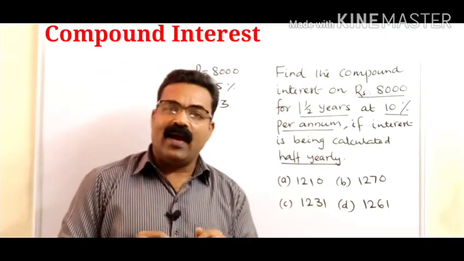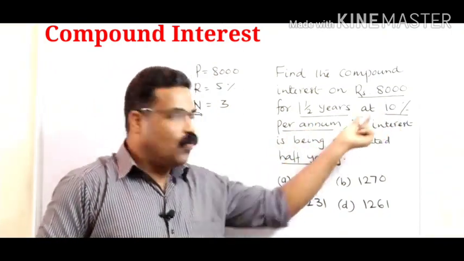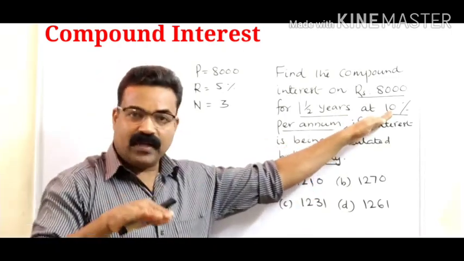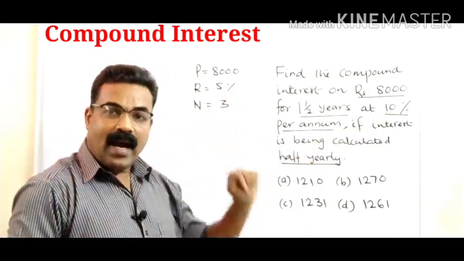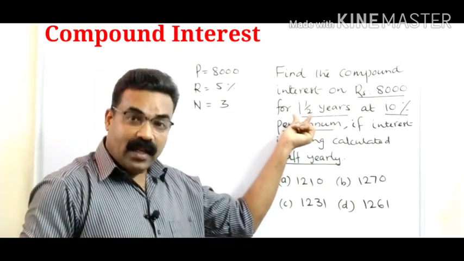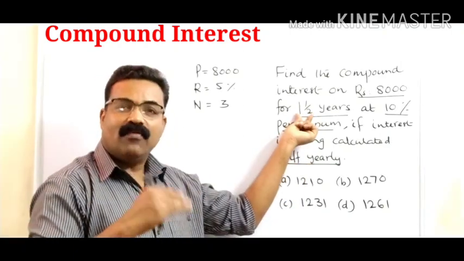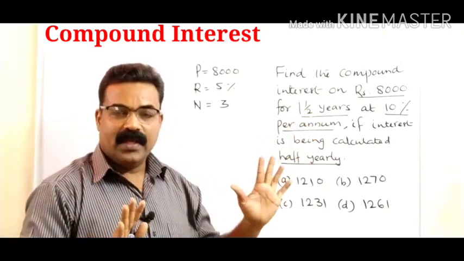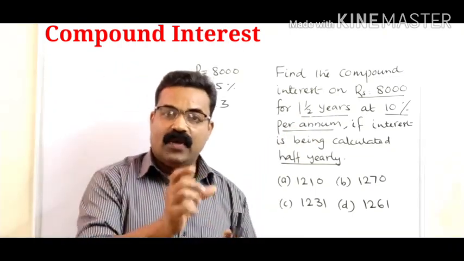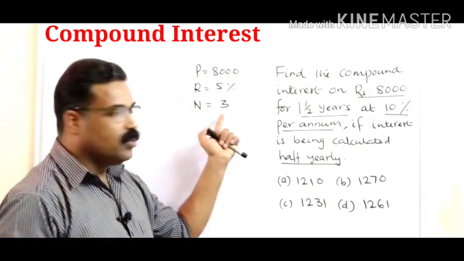So in simple way I will tell you, per annum 10%. If you want to calculate it half yearly, make it half. So half of 10 will become 5. And you are calculating the interest for 1.5 years. If you want to calculate it half yearly, just double it. Double of 1.5 is 3. Or you can say in 1.5 year, how many 6 months are there? 3 6 months. So n will be equal to 3.